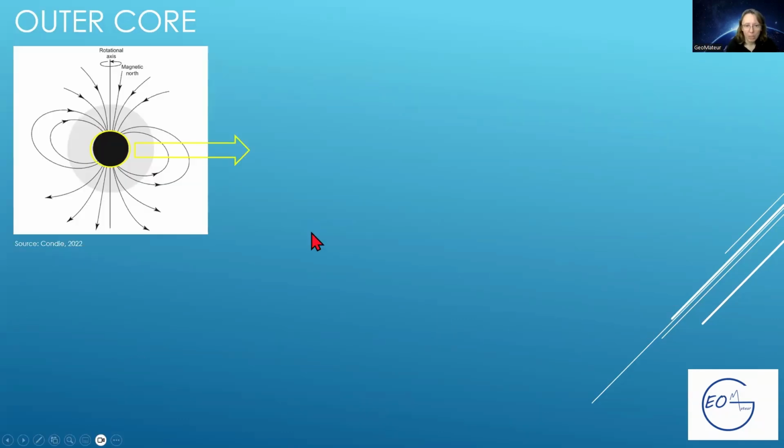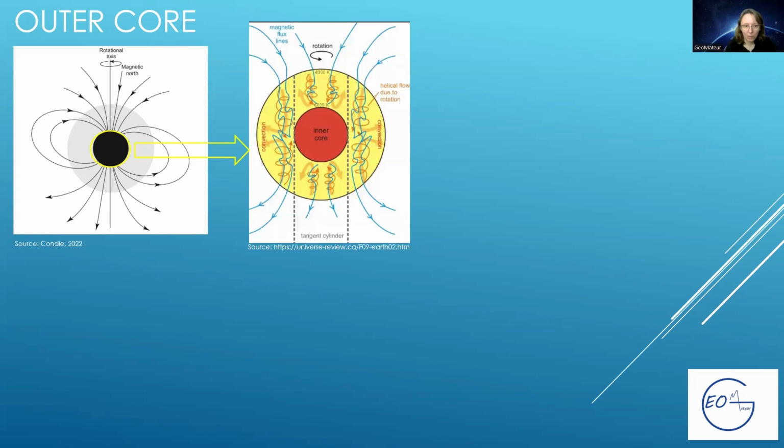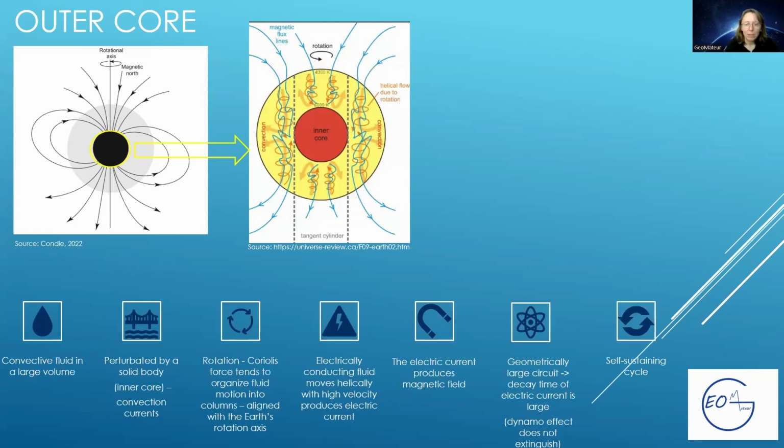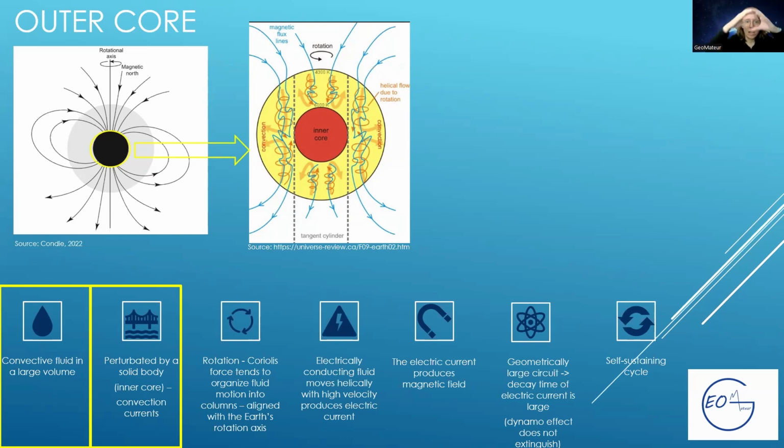What does happen in the outer core? So convective fluid is in a large volume in the outer core, and it's perturbed by a solid body, by the inner core. You can imagine the outer core as a bigger sphere, and inside you have an inner core. That produces convection currents. And rotation.